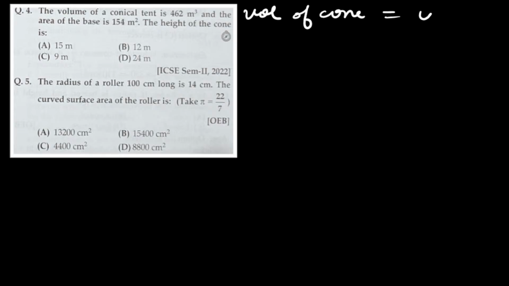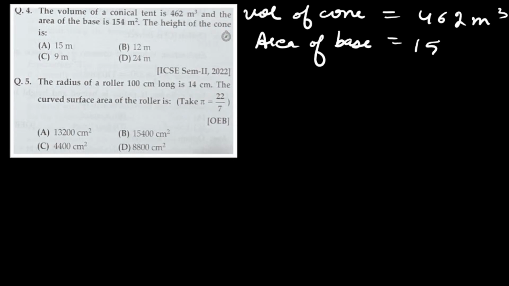Volume of cone is equal to 462 meter cube and the area of base is given to us. Area of base is equal to 154 meter square. We have to find the height of the cone. What we have to do? We have to find height of the cone. So from these two things only we have to find.